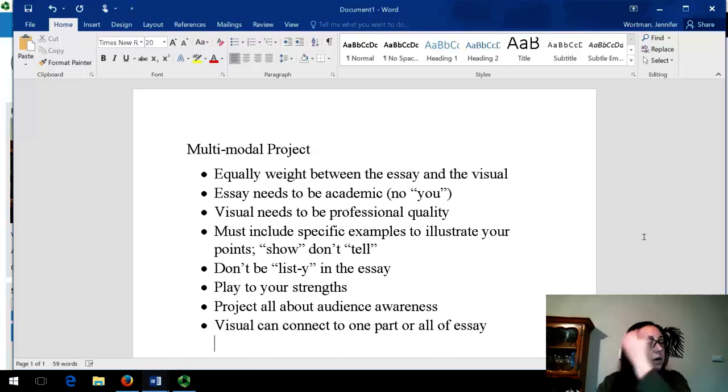For both the essay and the visual portion, play to your strengths, right? I would be the first to tell you, I cannot draw. That means if I needed to do a visual, drawing would be the last thing on my list that I would approach, right? Photography is something that I can do pretty well. That would be something that I might consider doing. I might consider doing something with graphic design. I have enough of a graphic design background that I can put some things together.